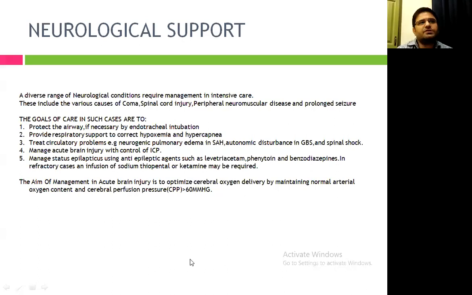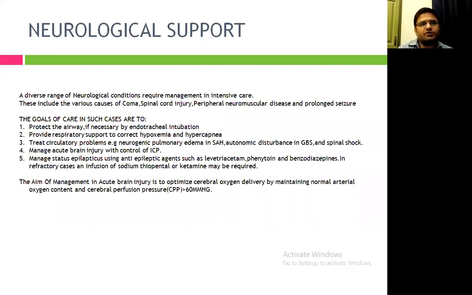So neurological support: what support would you like to offer these patients? First, protect the airway if necessary by endotracheal intubation. Provide respiratory support to correct hypoxemia and hypercapnia. For these, you give oxygen or even BiPAP and endotracheal intubation.